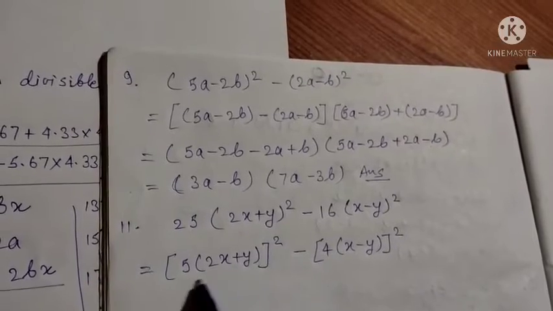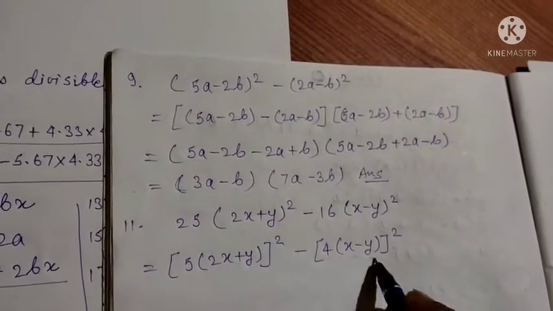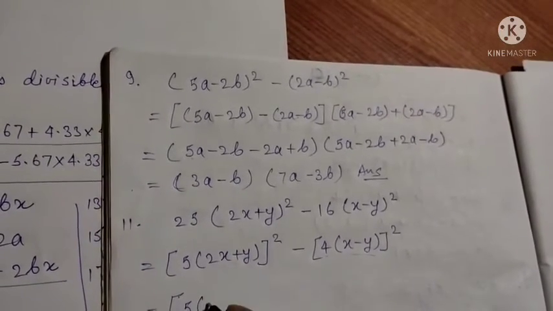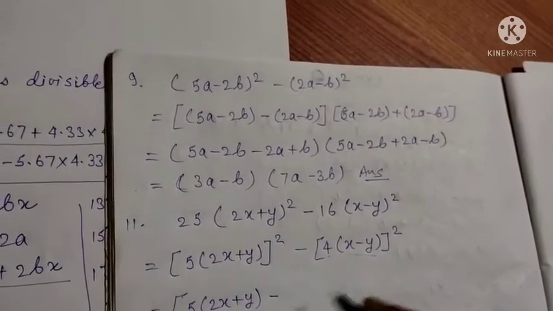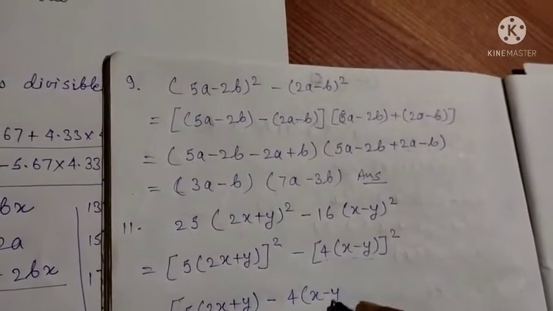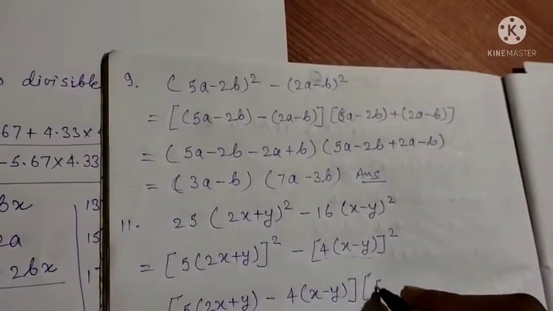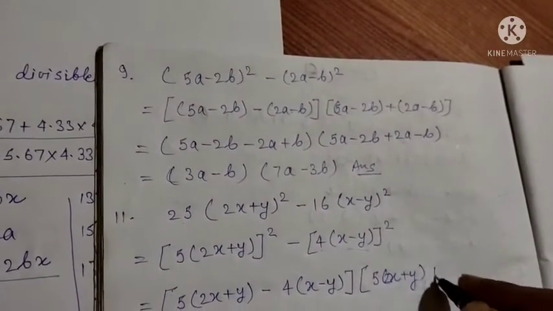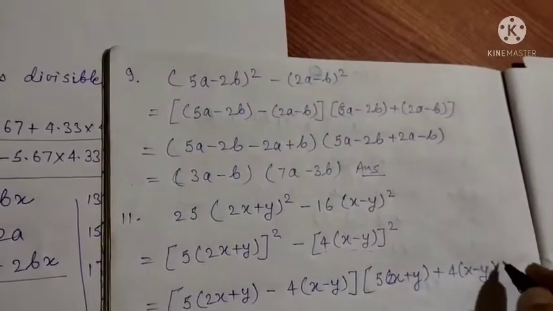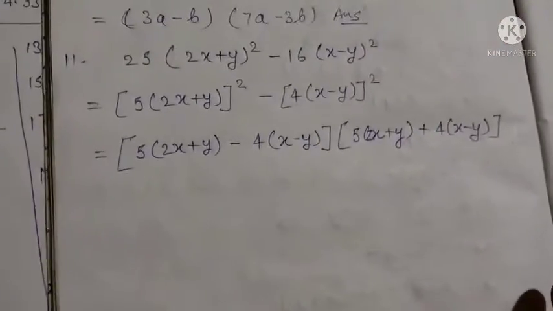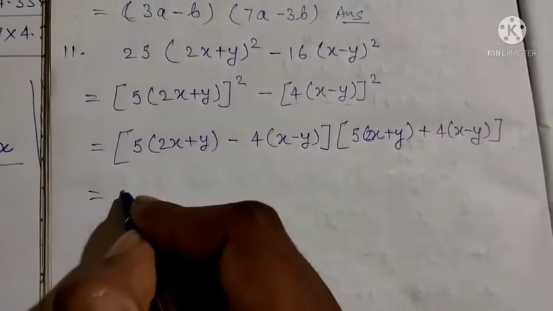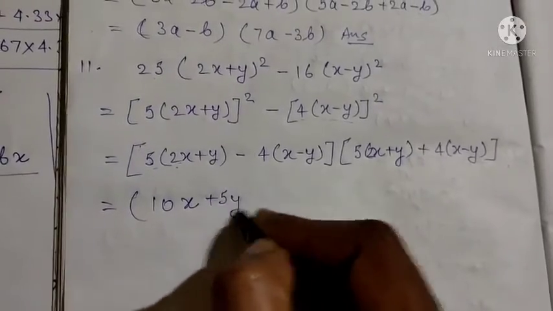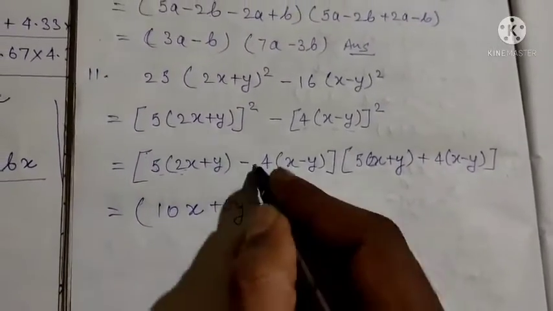Now just look at this. This is again in the form of a square minus b square. So by the formula, it will be first term minus second term into first term plus second term, right? Okay, now we are going to solve it. So it will be 5 into 2x become 10x plus 5y minus 4x, and minus into minus become 4y.